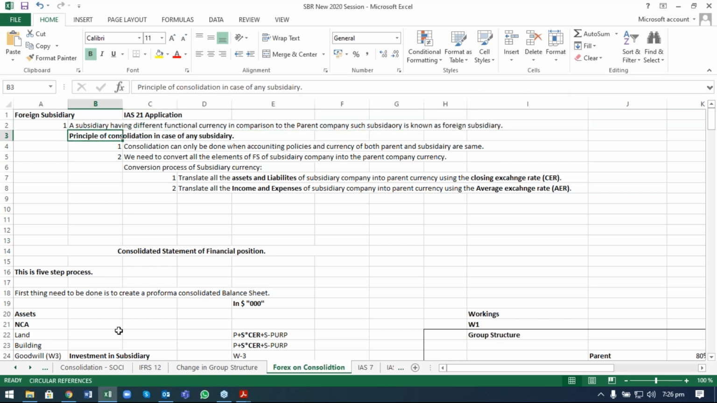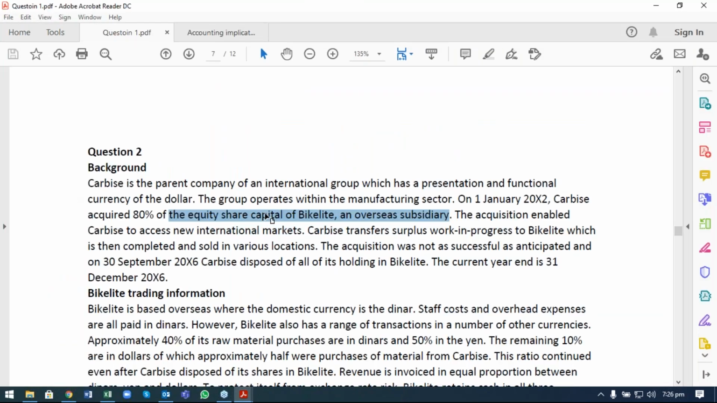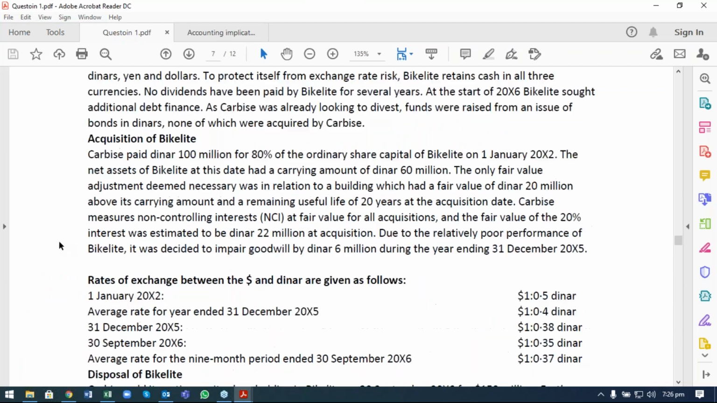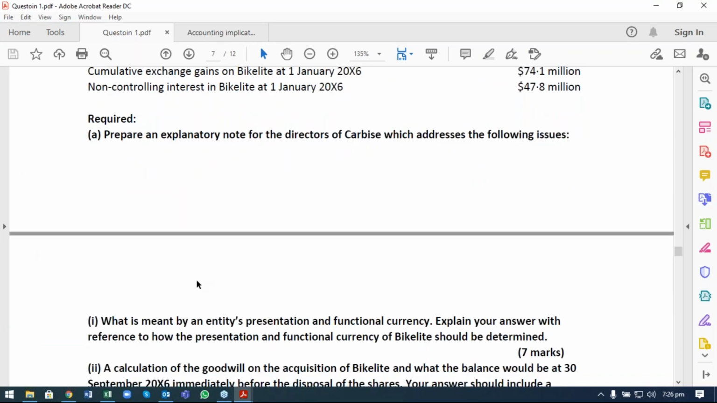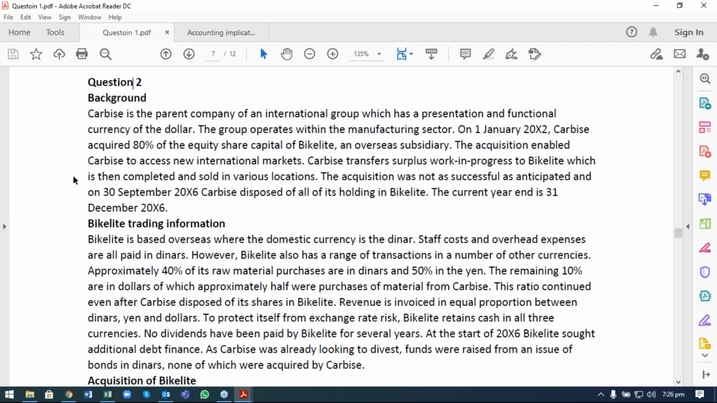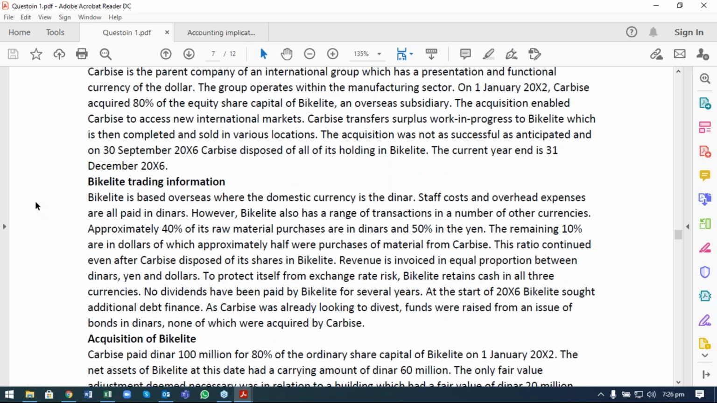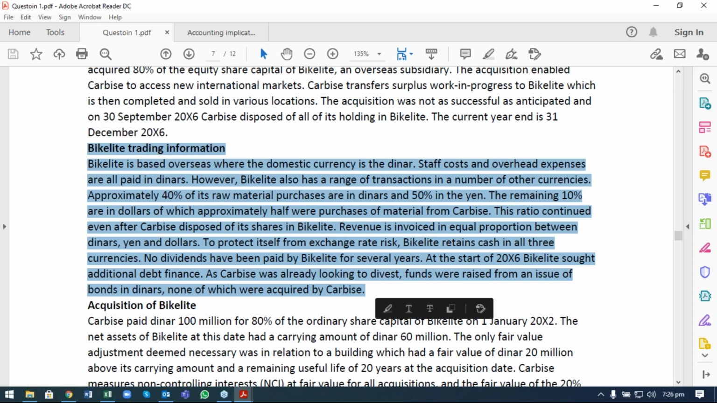Right now, as we have discussed IAS 21, we'll be looking into our scenario to see whether the Bakelite functional currency and presentation currency would be the same as its parent's currency or something different. First things first, whether Carbise has a strong hold on the subsidiary company. From this scenario, I'm quite sure that if you look into this trading information, you'll find out that Carbise doesn't have a strong hold on Bakelite. So Bakelite is most of the time an autonomous body.